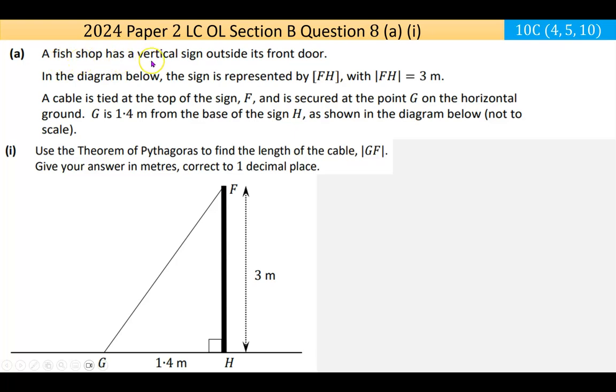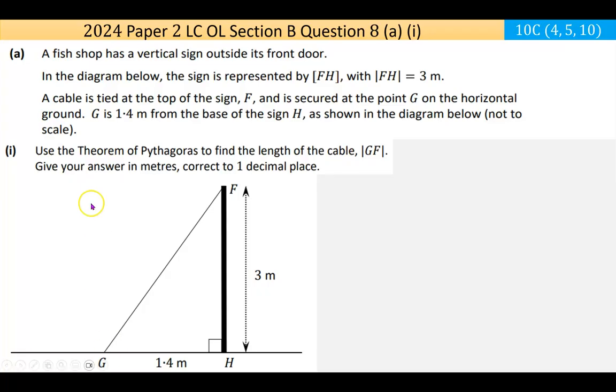So a fish shop has a vertical sign outside its front door. In the diagram below, the sign is represented by FH, with FH equal to 3 meters. So that heavy line there is what they're talking about. A cable is tied at the top of the sign and secured to a point G on the horizontal ground. So they've told us that this is horizontal and this is vertical. That creates a 90-degree angle, which is a hint. G is 1.4 meters away from H, as shown in the diagram, and it's not to scale.